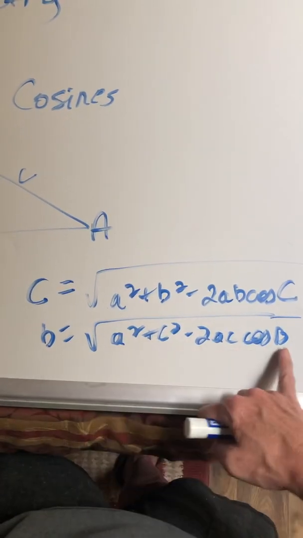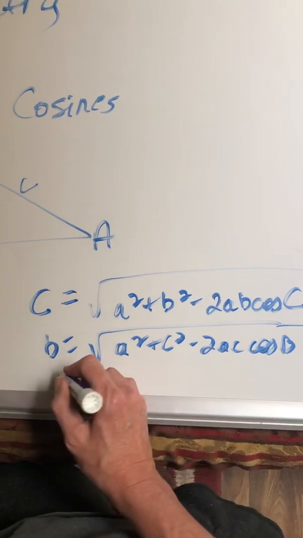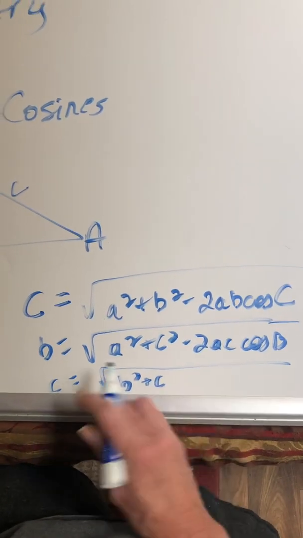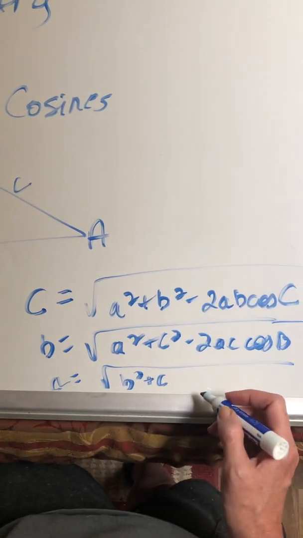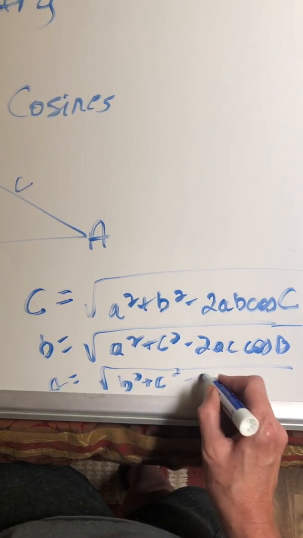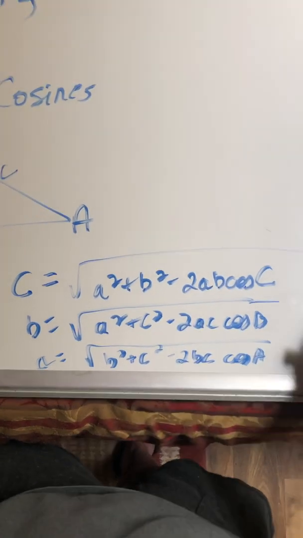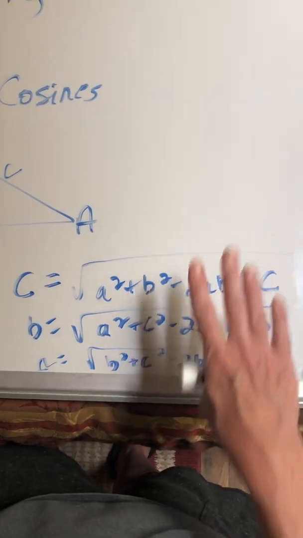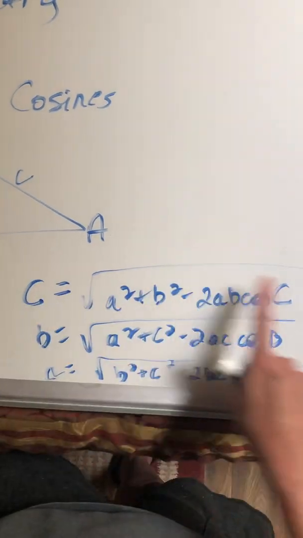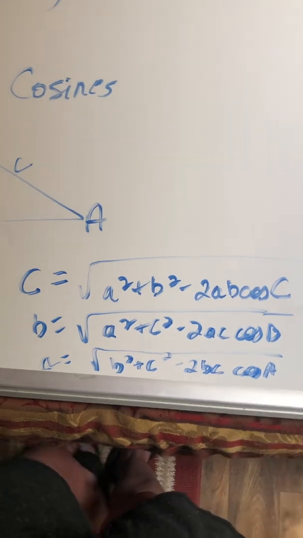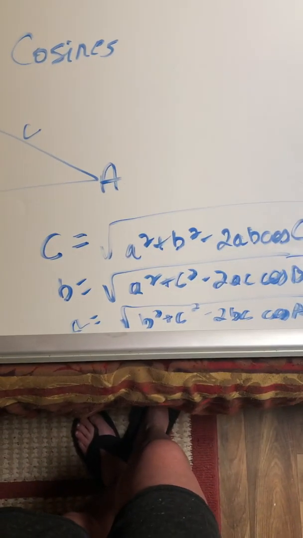Notice, side I'm looking for, angle I've got, angle opposite. Then if I want side A, it's the square root of B squared plus C squared minus 2BC cosine A. Okay? So that's the pattern. The side you're looking for, the angle across from it. The side you're looking for, angle across from it. Side you're looking for, angle across from it. Okay? That's the way you find the side length.